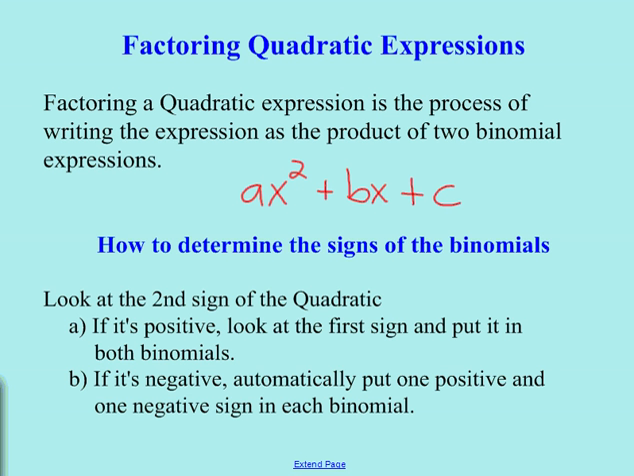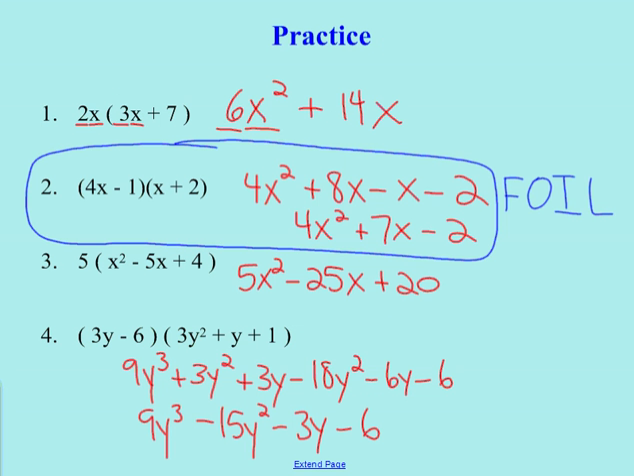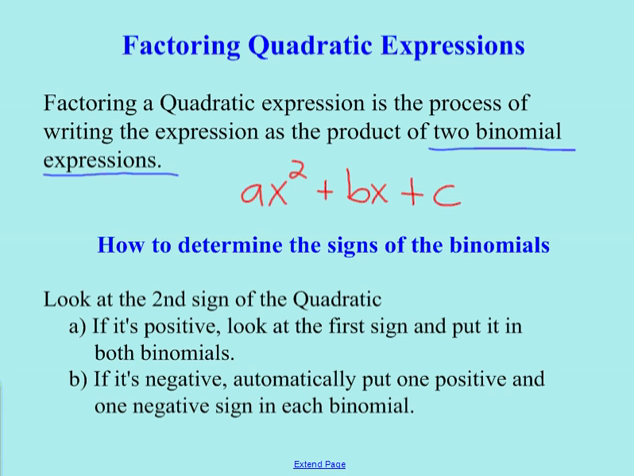You'll notice in the definition here that factoring a quadratic expression is the process of writing the expression as the product of two binomial expressions. So really what we're doing is we're working in the reverse of the FOIL method. Let's go back here for 1 second. The FOIL method that was used in number 2, we started with two binomials and we ended with a quadratic. Well, now what we're going to do when we factor is we're going to start with the quadratic and we're going to end with the two binomials.